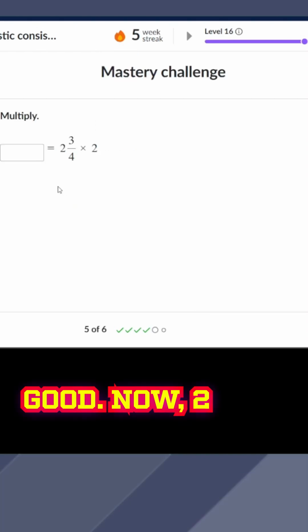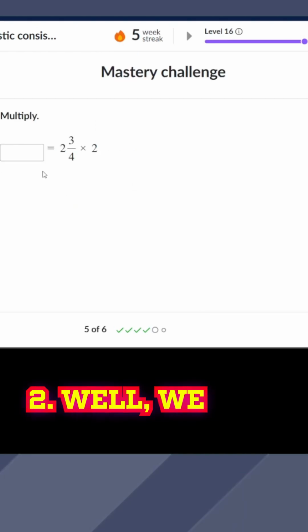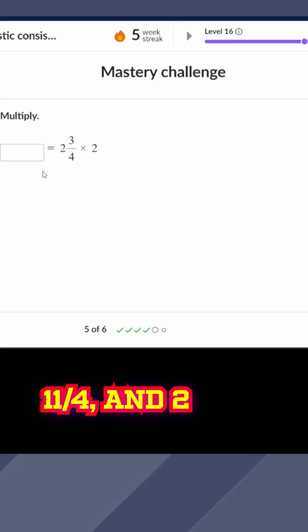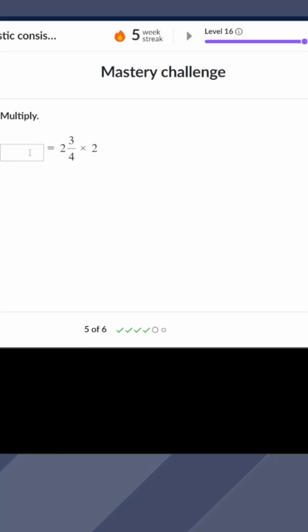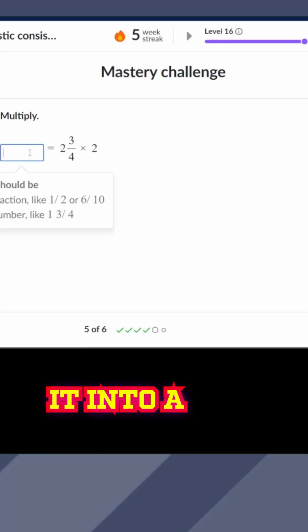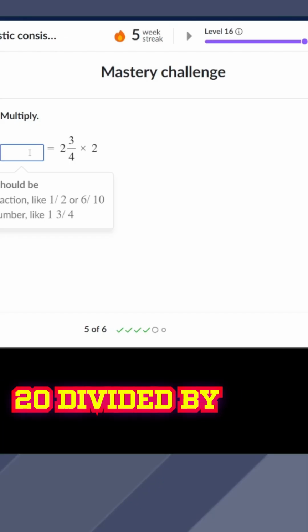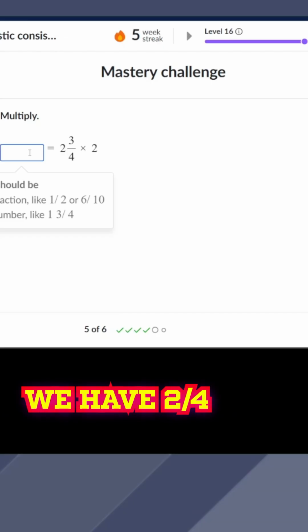Good. Now 2 and 3/4 times 2. Well, we know that 2 and 3/4 equals 11/4, and 2 times 11/4 equals 22/4. Now let's put it into a mixed number. We know that 20 divided by 4 equals 5, so we have 2/4 left, which means 5 and 2/4.